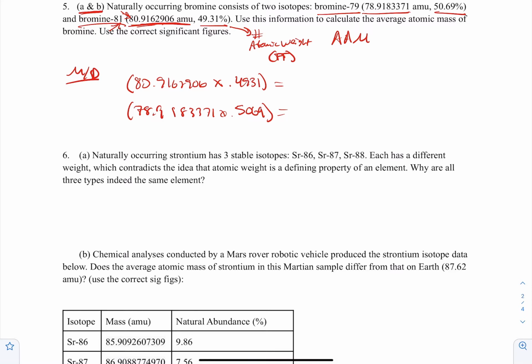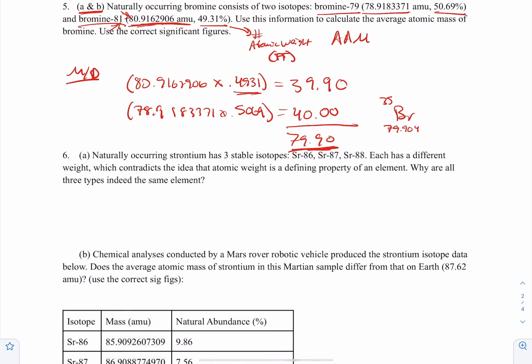All right. So here you should get actually 39 point, you'll get like 899 something, right? But in order to get 4 sig figs, you'll have to round it up to 0.90. Okay. And then down here we actually get exactly 40.00. And then if you add these, you get the following number, 79.90. And if you look on the periodic table under bromine, here's bromine 35, right, you will actually see the number 79.90, and in this case they have 4. If we had had more significant figures in these percentages, we'd probably get up to 4 over there.